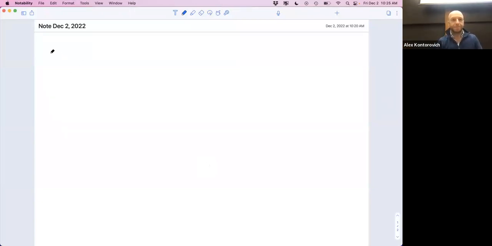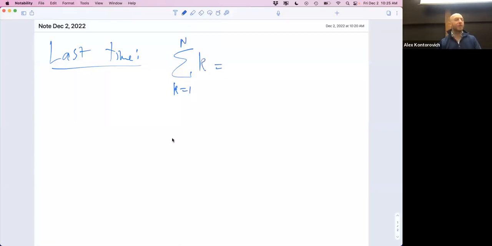Last time, we started dealing with sigma notation en route to understanding area. So sigma notation, you remember this: sigma as k goes from 1 to n of k. Remember what this was?